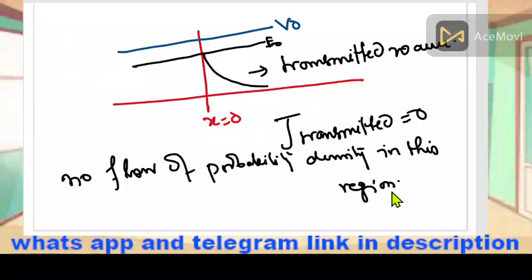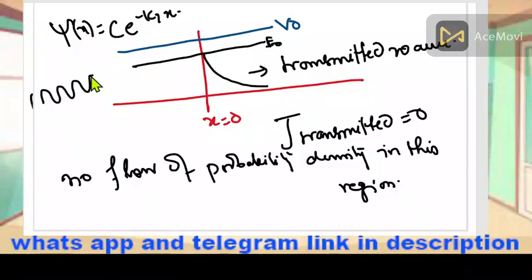You must have seen these lectures in many videos and in the classroom. But there is a very interesting question here. The transmitted probability current density is 0. However, the wave function is not 0, and the transmitted probability current is 0 only because it is a real function. It has no imaginary part. It is not behaving like a wave. It is an exponentially decaying quantity.